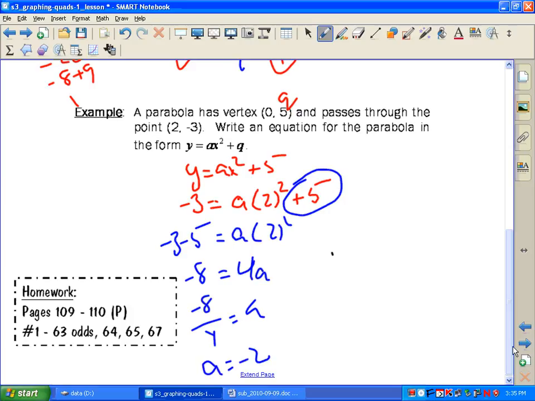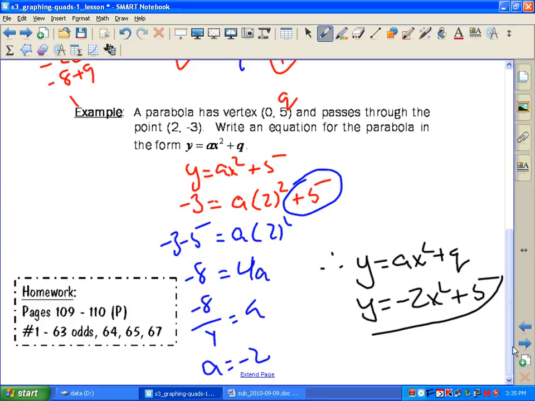So therefore, the equation is y equals ax squared plus q. And all we're doing is we're plugging in a and q. Well, we already knew that q is 5, and now we just found out that a is negative 2. So negative 2x squared plus 5. That's the equation of the parabola in the form y equals ax squared plus q.